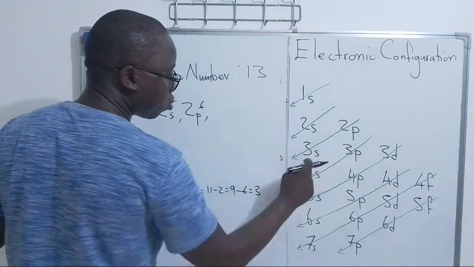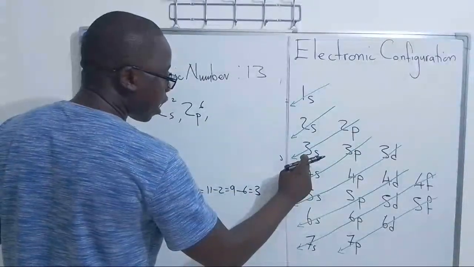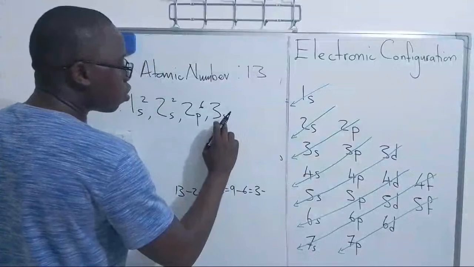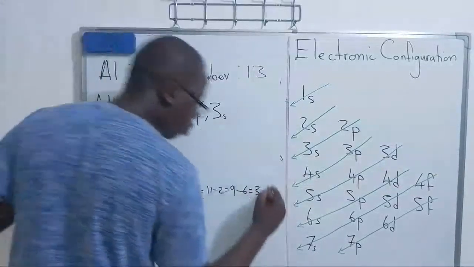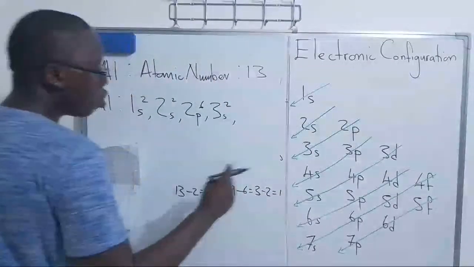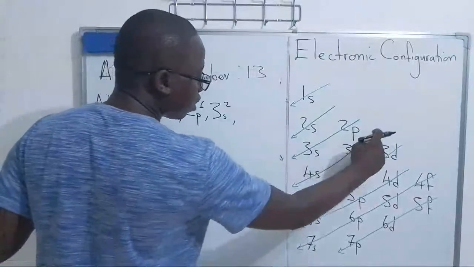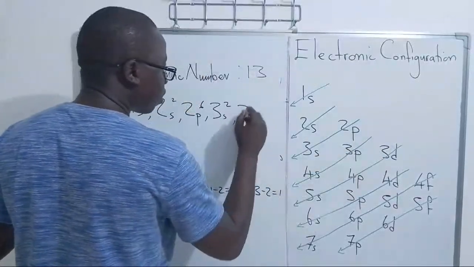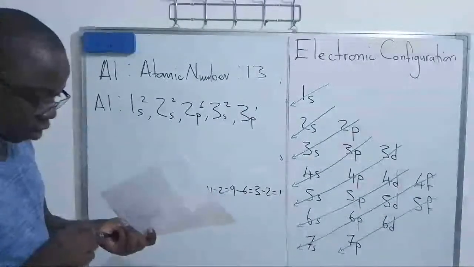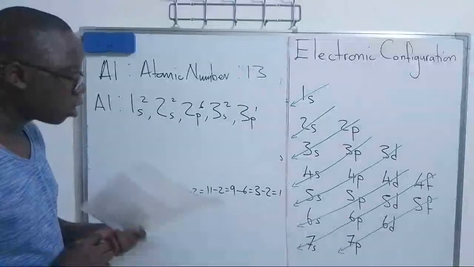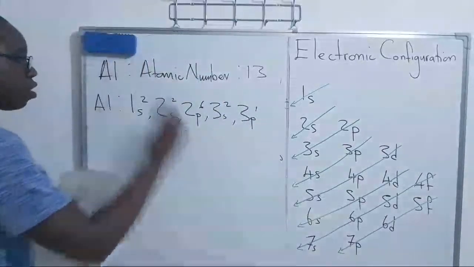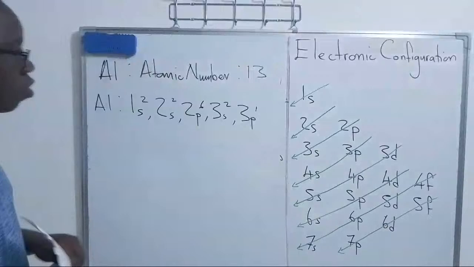From 2p, the next one is 3s. Then we know that the s orbital can have a maximum of 2 electrons. So we say 2, and we're remaining with 1. So you put your 2 there, then you go to the next. From this one, the next is 3p. So this becomes the electronic configuration of aluminium. So we have used up all the electrons that are available, and this is the electronic configuration of aluminium.